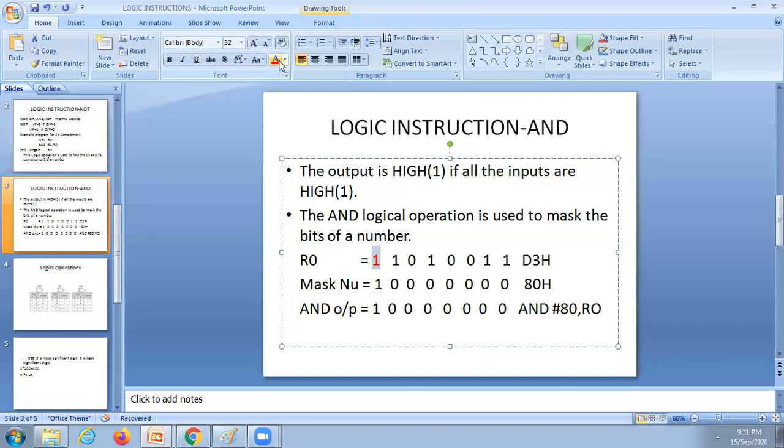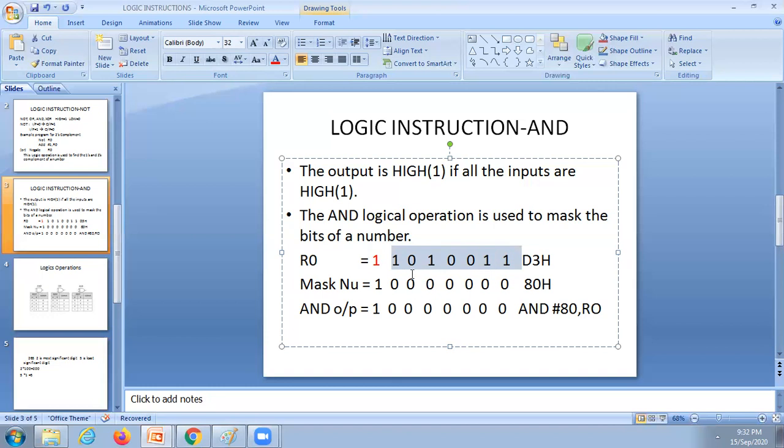Suppose I want to know only the MSB. I don't want the other bits. All the other bits are not important for me. My intention is only to know this, whether it is 0 or 1. So to do that task, what do I have to do? I have to mask all the bits. All these are not required for me. I am interested only in this MSB, so I have to mask all these things.